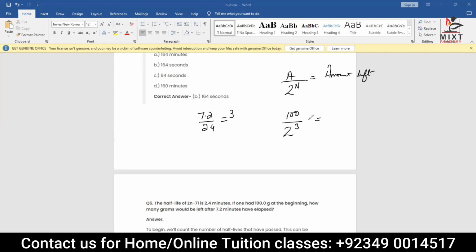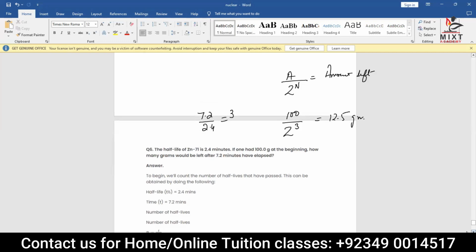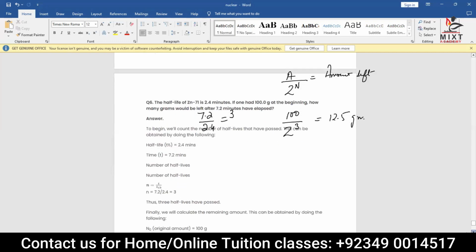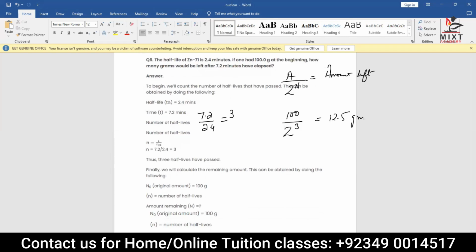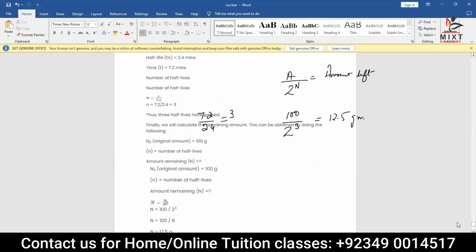So 100 divided by 8 is equal to 12.5. Is that the answer of you people? It's 12.5 left. See that? Yes, sir. So basically, you will be left with 12.5 grams.